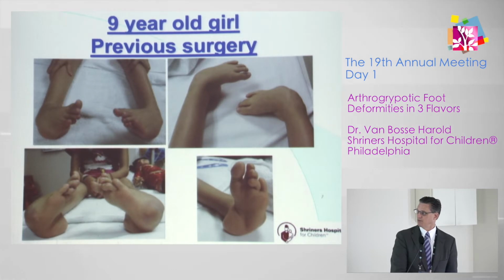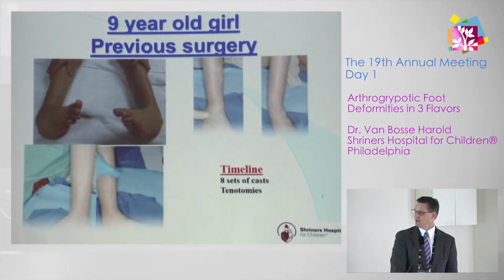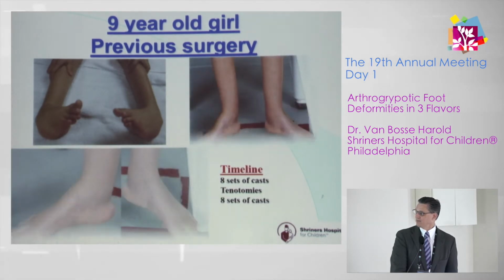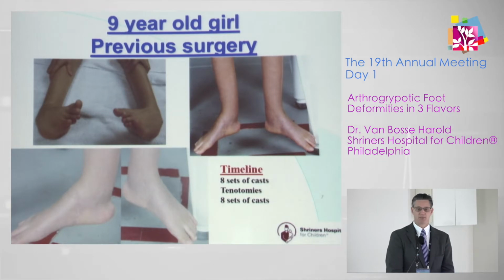This is what her feet looked like when we first saw her. And then again, we did 8 sets of casts, tenotomies, another 8 sets of casts. So it was 16 sets of casts, but we got her feet plantigrade.